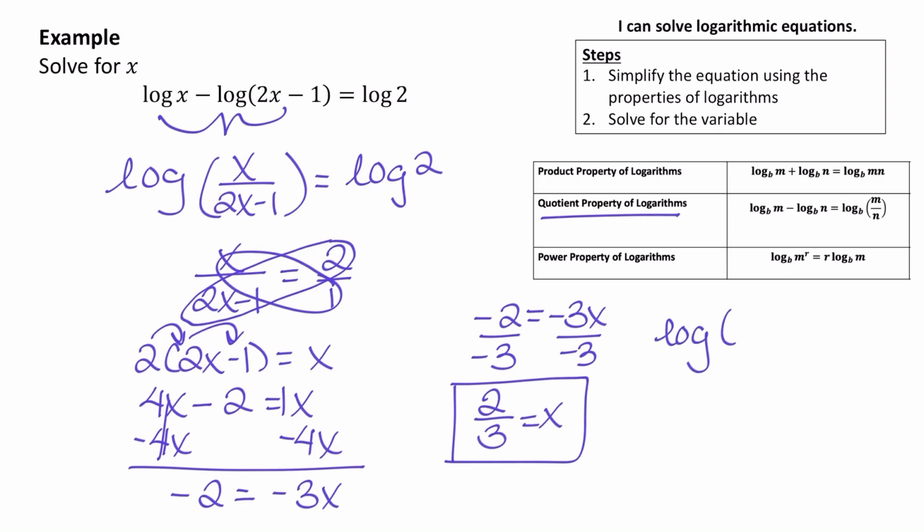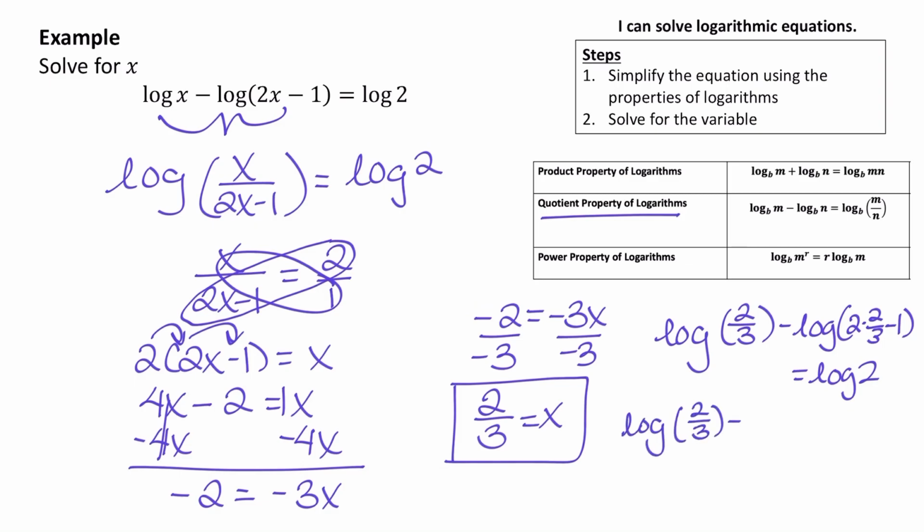So this tells me I have the log of 2/3 minus the log of 2 times 2/3 minus 1, and that equals the log of 2. So the log of 2/3 minus the log of 2 times 2/3 is going to be 4/3. 4/3 minus 1, remember 1 is just 3 over 3. So 4/3 minus 3/3 is just 1/3.